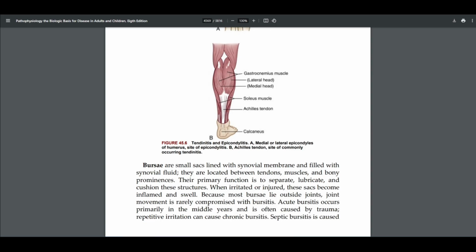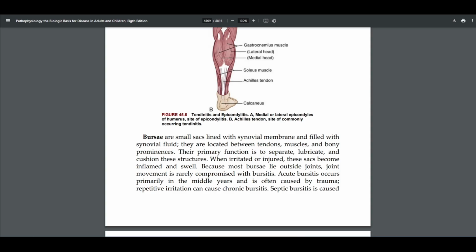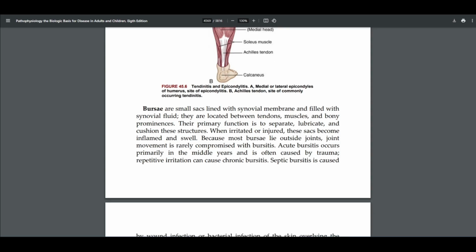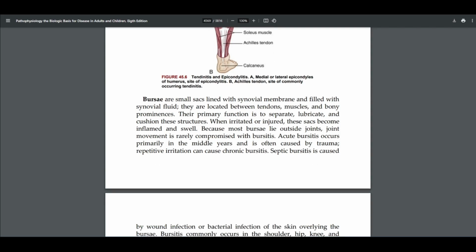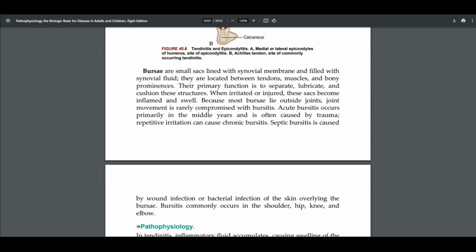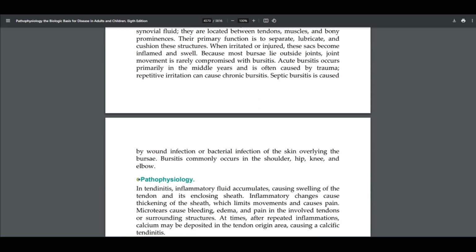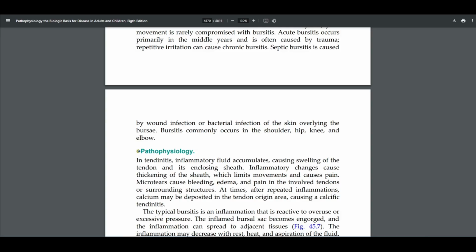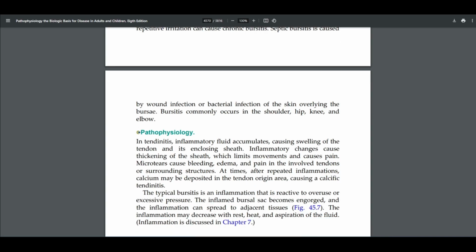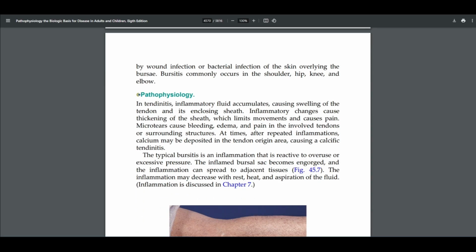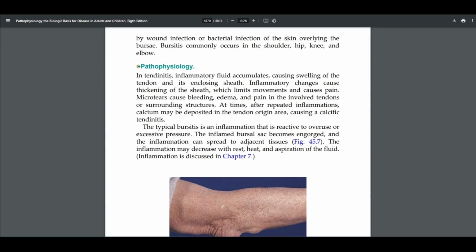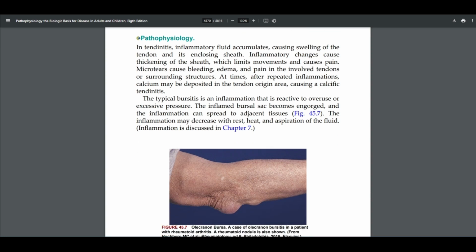Acute bursitis occurs primarily in the middle years and is often caused by trauma. Repetitive irritation can cause chronic bursitis. Septic bursitis is caused by wound infection or bacterial infection of the skin overlying the bursae. Bursitis commonly occurs in the shoulder, hip, knee, and elbow. So what kind of pathophysiology would we see?